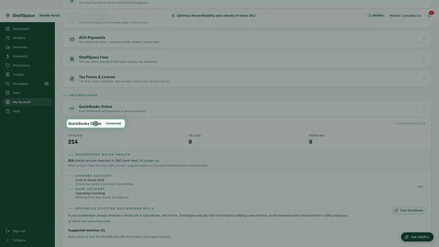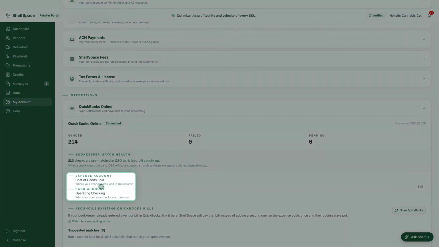It lives in My Account under Integrations. Connecting is one click and an authorization on Intuit's side. ShelfSpace never sees your QuickBooks password, and you can disconnect whenever you want. It's one connection per location, so a group keeps each store's books separate.